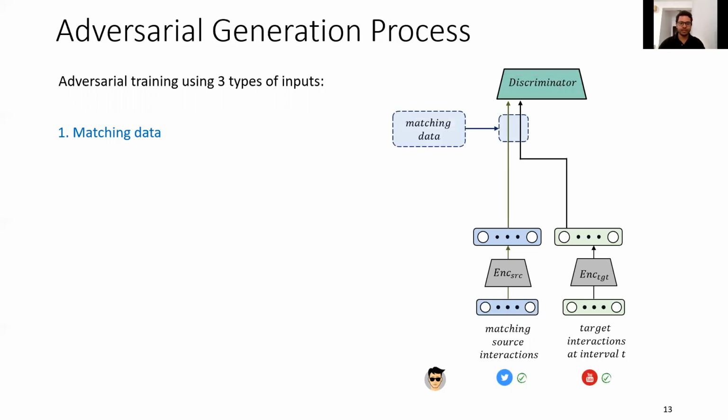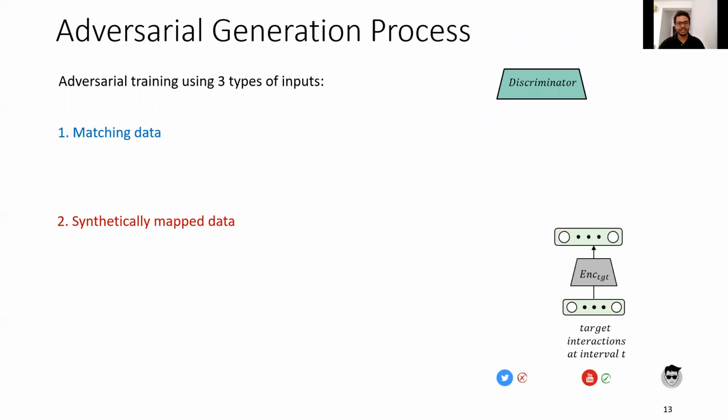Then these inputs are fed into a component called discriminator, and the discriminator here has to take two decisions: if the given inputs are real data and if they are matching data. Both of these are true in this case because it is taken from a real user and both the interactions happen within the same time interval. And so in this case, discriminator should correctly identify these as matching data.